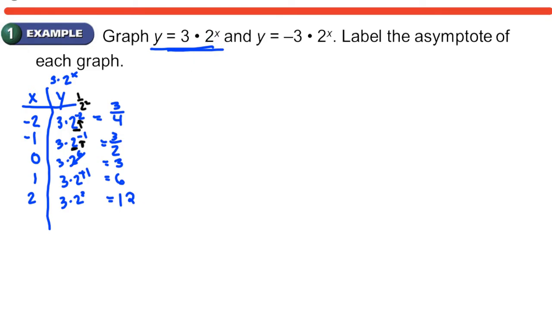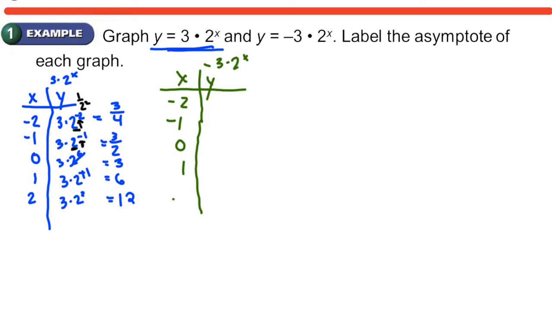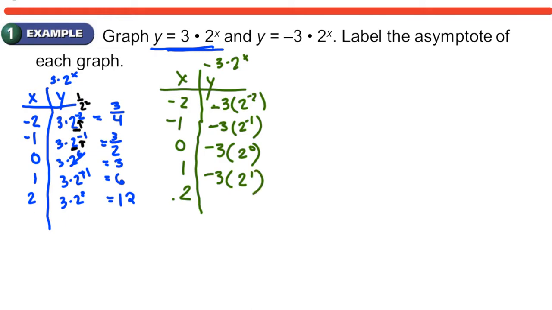All right, now let's go ahead and do negative 3 times 2 to the x. And hopefully you see a connection. So we have negative 3 times 2 to the x. We've got negative 2, negative 1, 0, 1, 2. So this is going to be negative 3 times 2 to the negative 2, negative 3 times 2 to the negative 1, negative 3 times 2 to the 0, negative 3 times 2 to the first, and negative 3 times 2 squared.